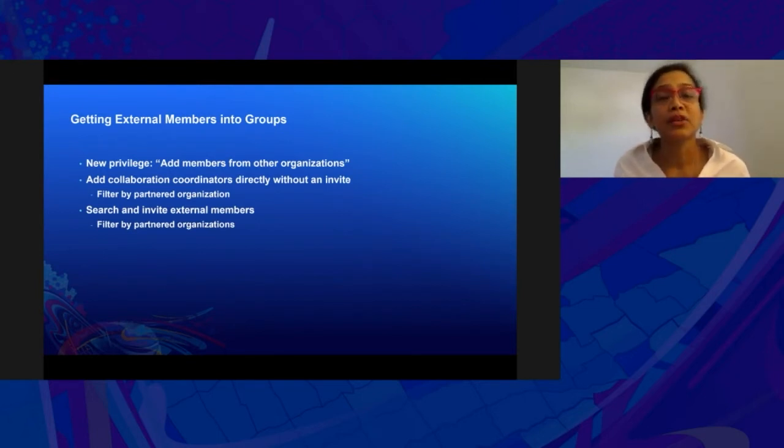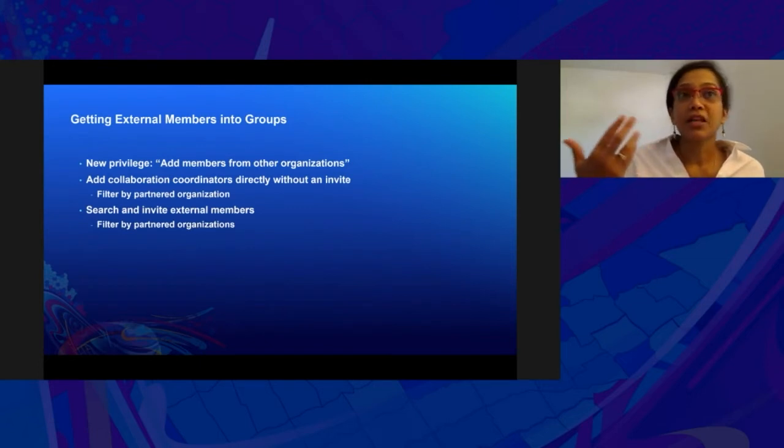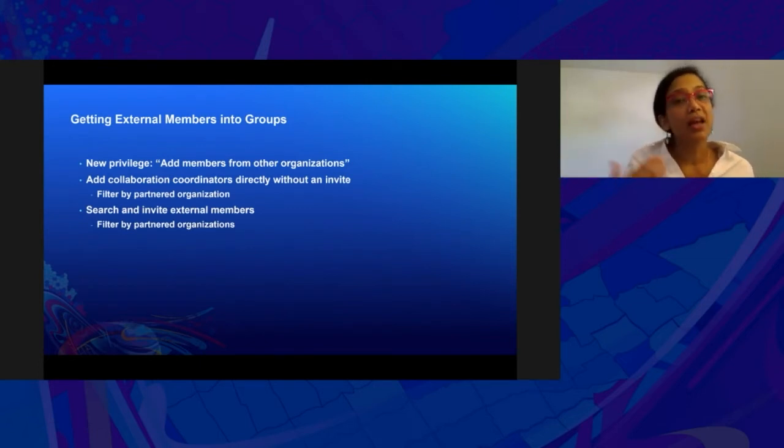And there are two ways you can add people from outside the organization. If it's a collaboration coordinator, you can add them without an invite, and you can filter these by the name of your partner organization. And if it's not a collaboration coordinator, you'd have to invite them. You could search for them. Searching members of partner collaborations is a lot easier.